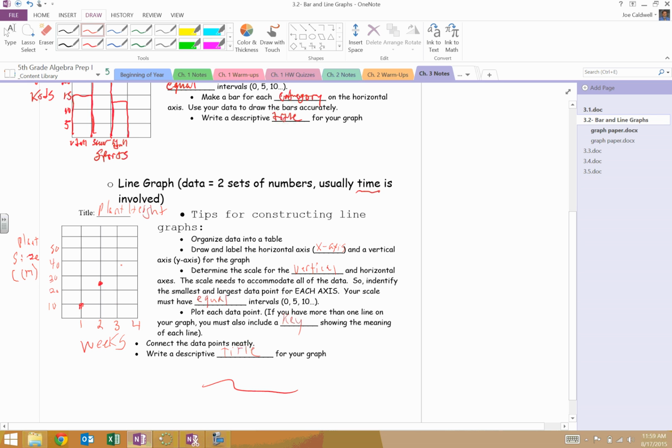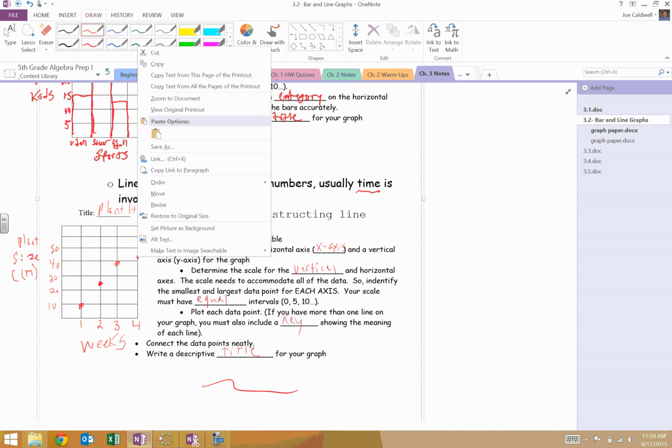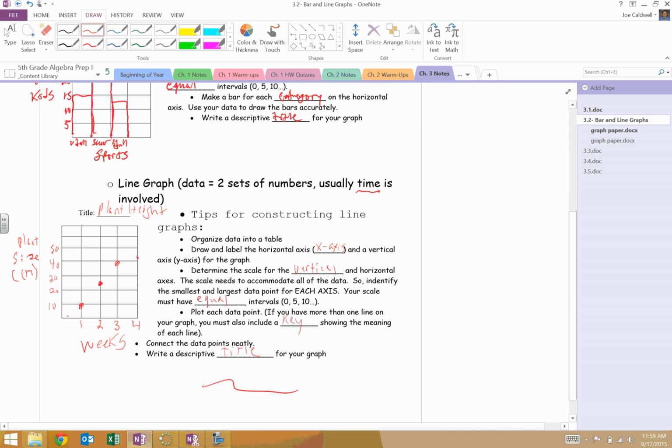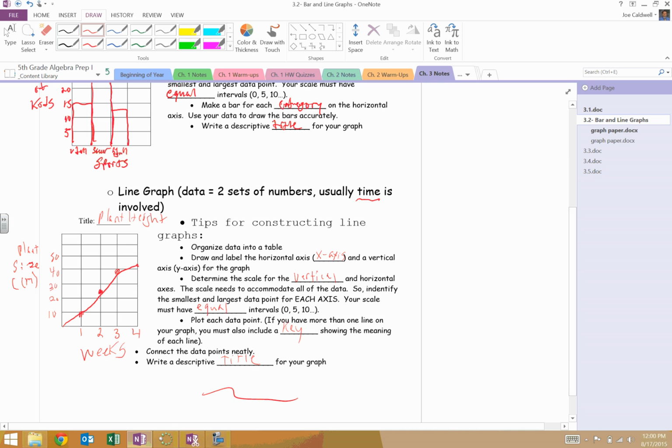Let's say after 3 weeks it was 40, and after 4 weeks it was 42. So I'm just going to make a little dot just above that 40 line. And then finally you should connect your dots. So that's a line graph. And again, it'll be a little bit easier when we're looking at actual data tables, which we'll do later.